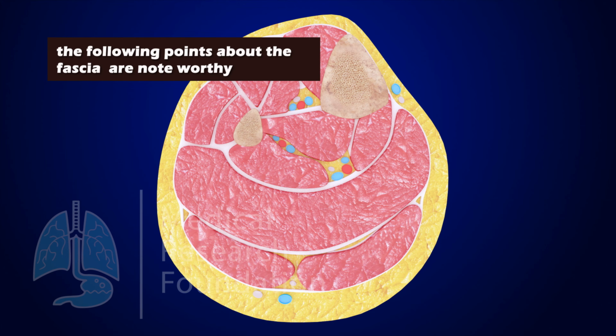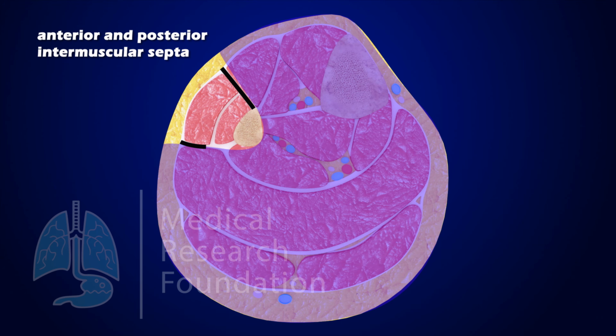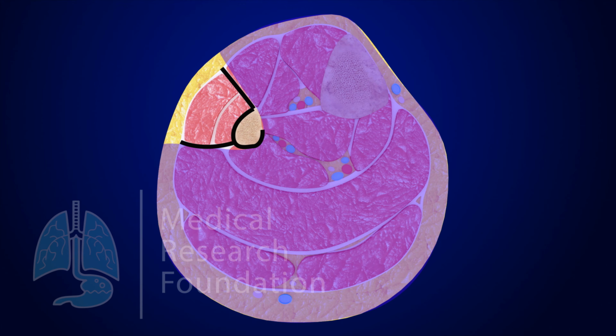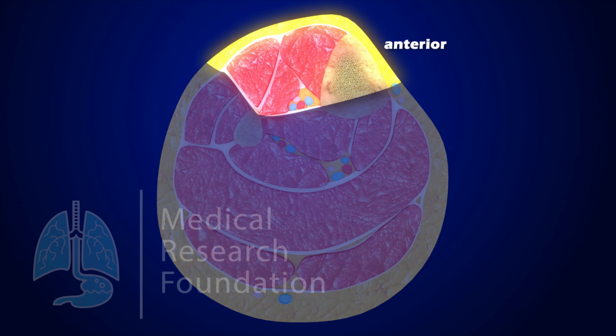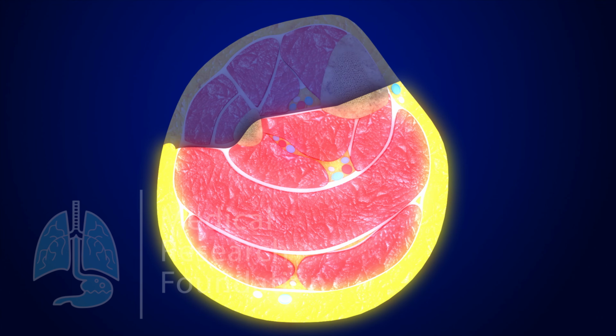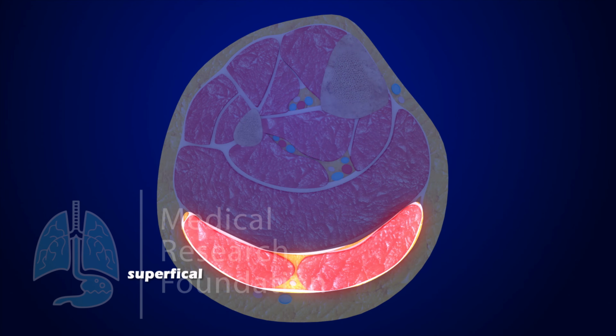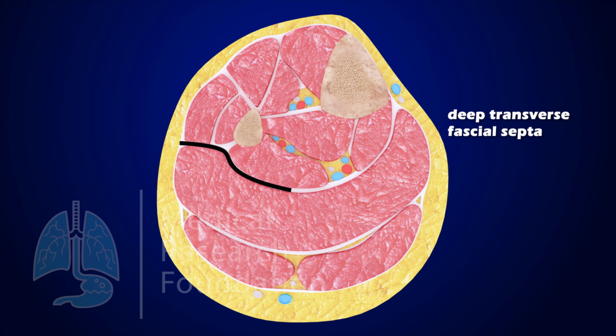The following points about the fascia are noteworthy. Extensions of deep fascia form intermuscular septa that divide the leg into compartments. The anterior and posterior intermuscular septa are attached to the anterior and posterior borders of the fibula. They divide the leg into 3 compartments: anterior, lateral, and posterior. The posterior compartment is subdivided into superficial, intermediate, and deep parts by superficial and deep transverse fascial septa.